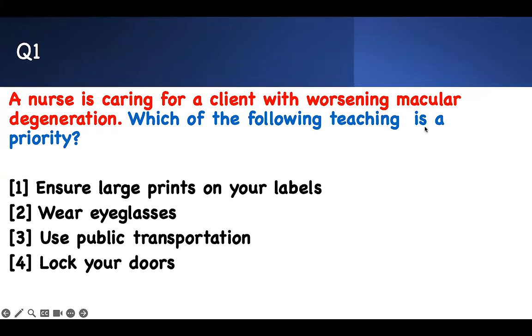Which of the following teaching is appropriate? Be sharp in your answer choice. And next is caring for a client with worsening macular degeneration. Which of the following teaching is a priority? Bring your content and think about the key aspect.